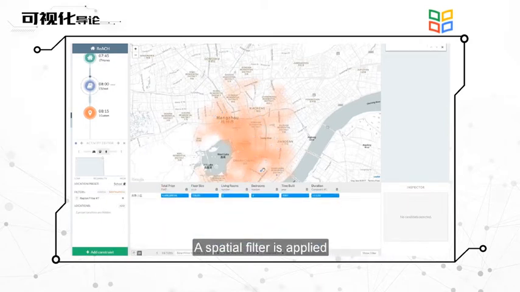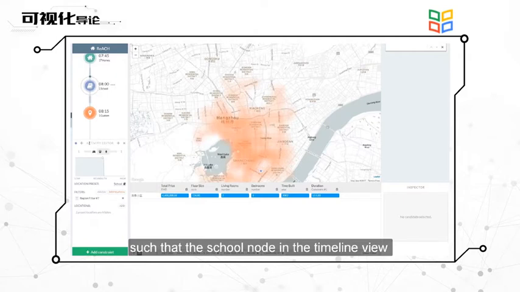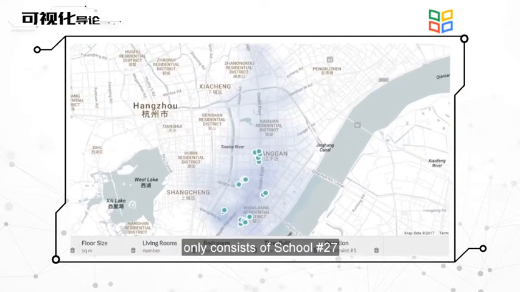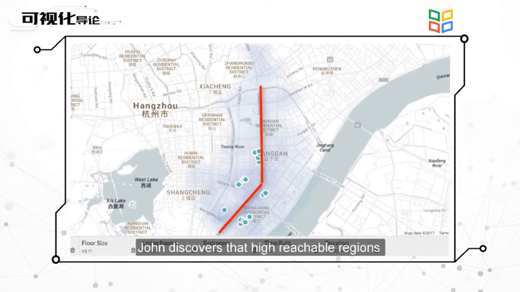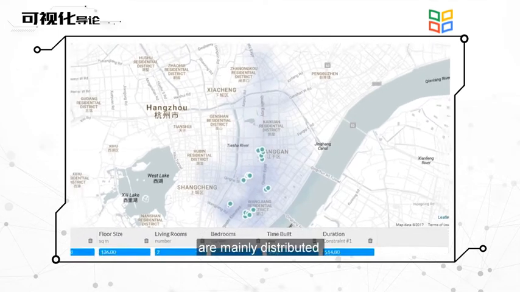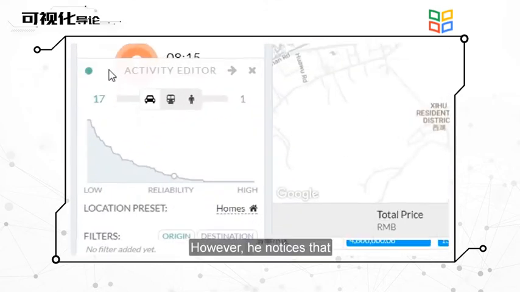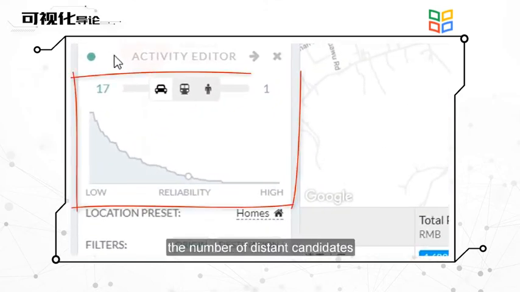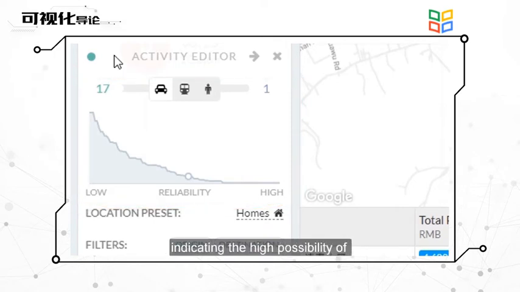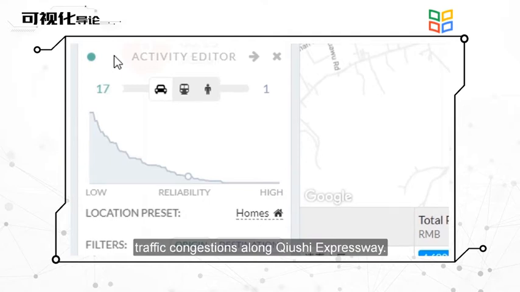A spatial filter is applied, such that the school node in the timeline view only consists of school number 27. From the reachability heat map, John discovers that the high reachable regions are mainly distributed along Qiushi Expressway. However, he notices that the number of distant candidates reduced quickly as he increases the reachability threshold between homes and the school, indicating the high possibility of traffic congestion along Qiushi Expressway.